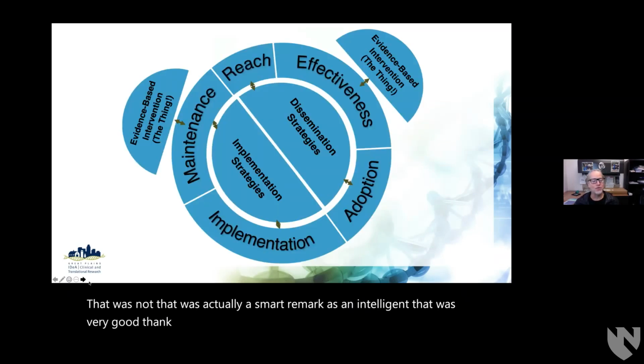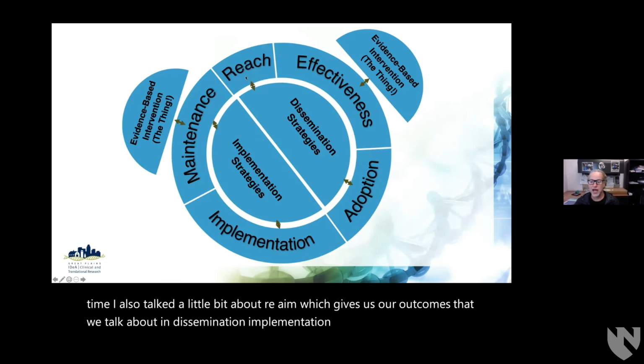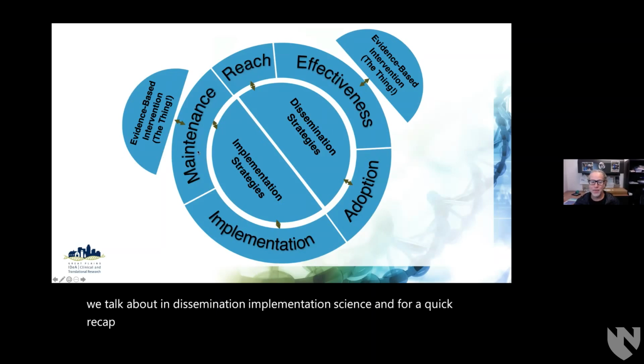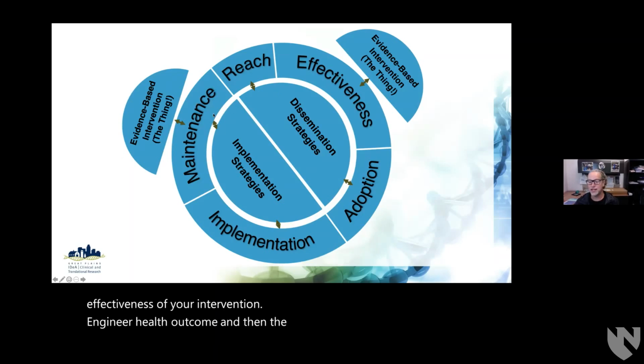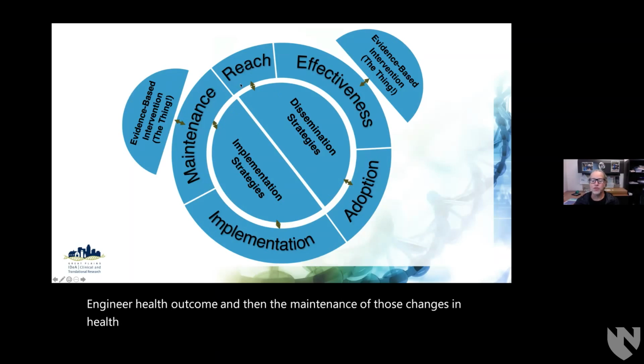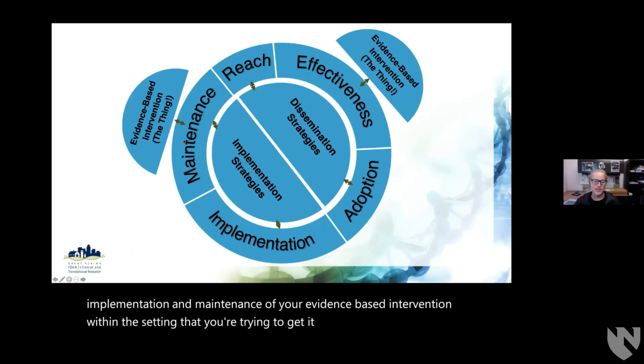Okay, so I'm going to move us along, and I think last time I also talked a little bit about RE-AIM, which gives us our outcomes that we talk about in dissemination and implementation science. For a quick recap, reach, effectiveness, and maintenance can all be operationalized at individual level outcomes. So the reach into your intended audience, the effectiveness of your intervention in changing your health outcome, and then the maintenance of those changes in health over time. And then it also can focus on the adoption, implementation, and maintenance of your evidence-based intervention within the setting that you're trying to get it adopted, implemented, and sustained.